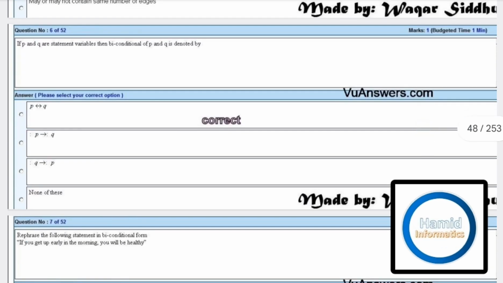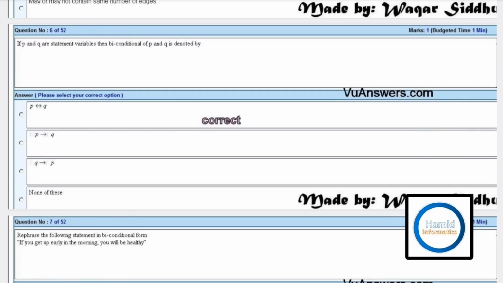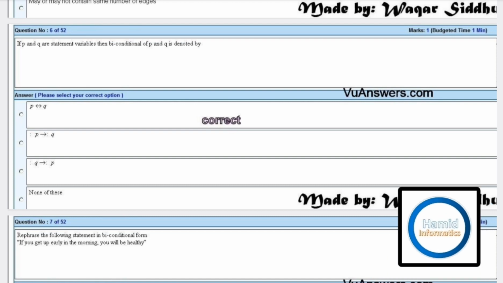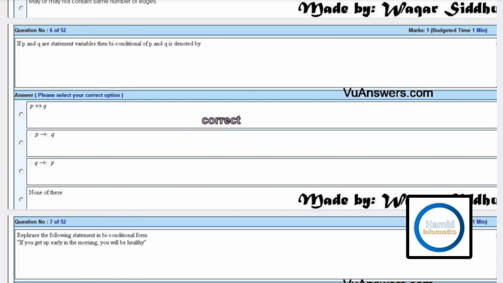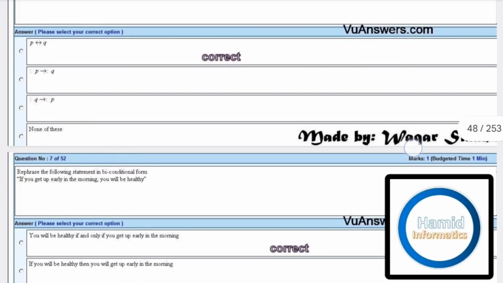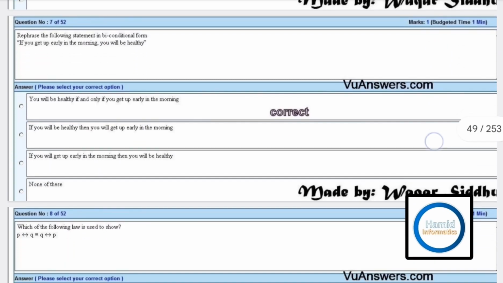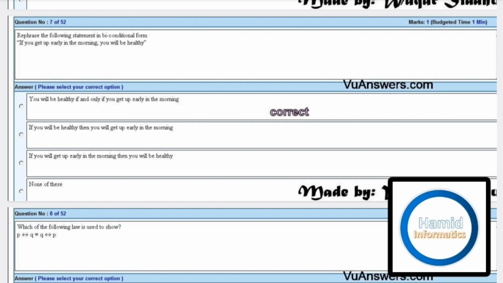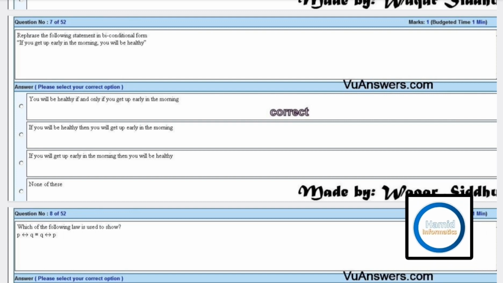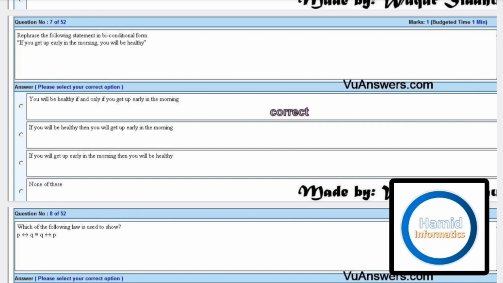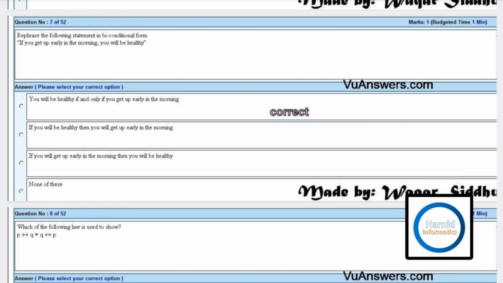Next question is if P and Q are propositional variables, then the biconditional of P and Q is denoted by P double arrow Q. Rephrase the following statement in biconditional form. If you get up early in the morning, you will be healthy. You will be healthy if and only if you get up early in the morning.